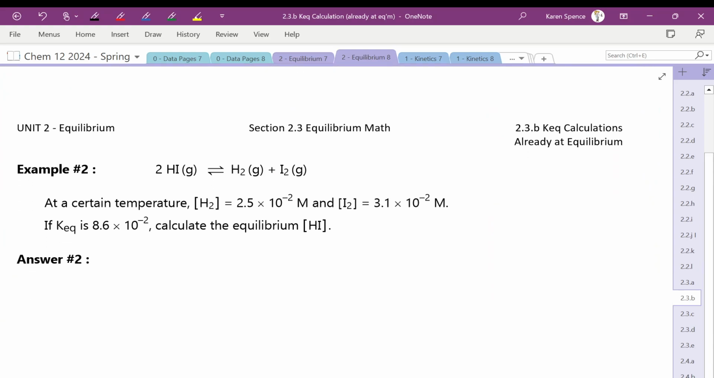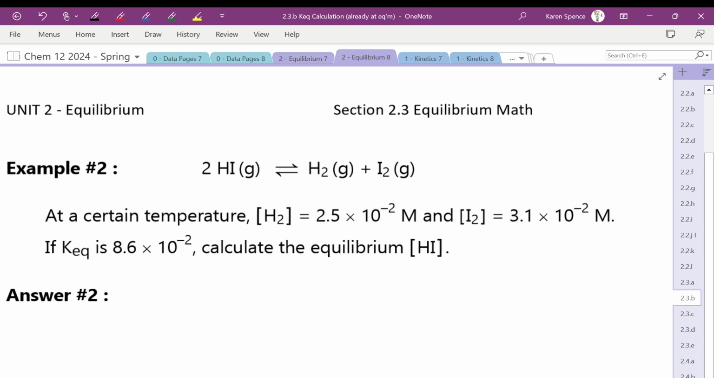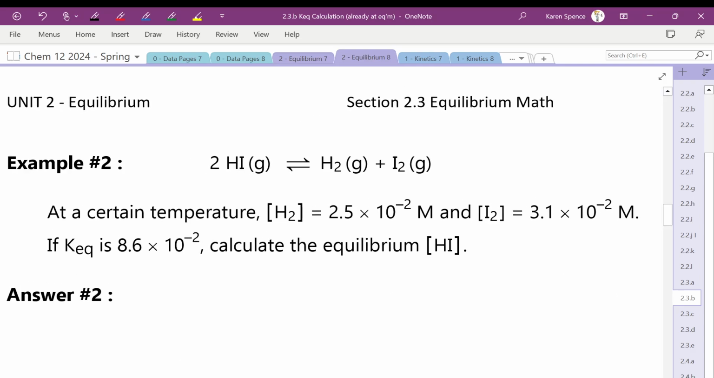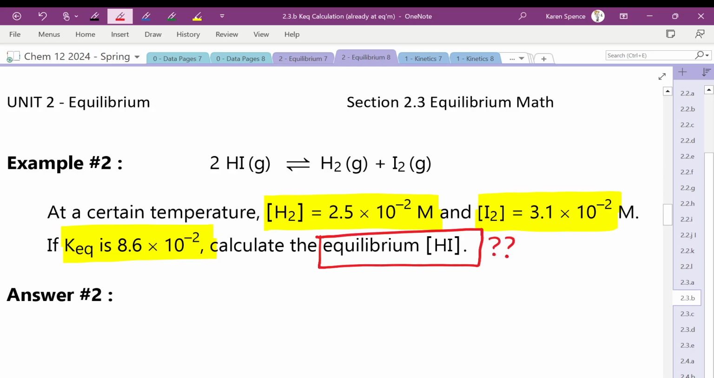All right, example number 2. Ooh, we get to do some algebra here. Easy algebra. At a certain temperature, concentration of H2 is equal to 2.5 times 10 to the negative 2 molar. Concentration of I2 is 3.1 times 10 to the negative 2 molar. And we are told that the Keq value is 8.6 times 10 to the negative 2. And we want to solve for the equilibrium concentration of HI. That's what we want to find.